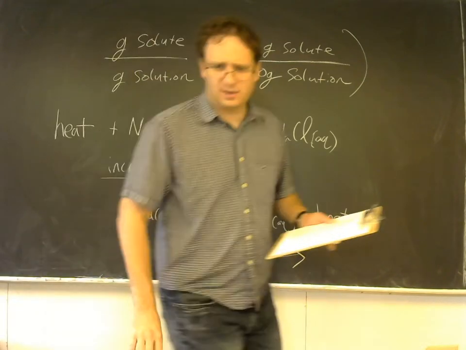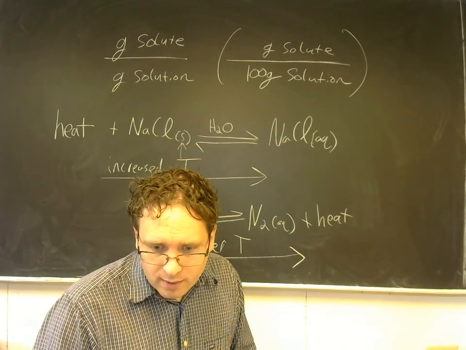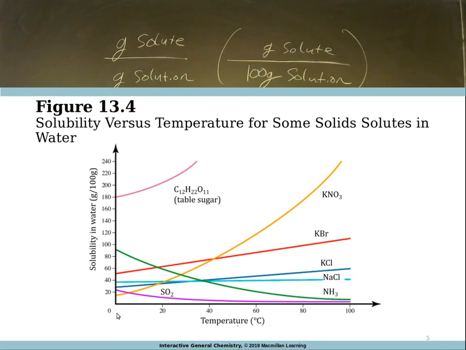Okay, so let's look at table 13.4. There we go. And this shows the solubility versus temperature for some solid solutes in water. And you'll notice it's in grams per 100 grams. And so some things are pretty modestly soluble. Like here we have KNO3 and SO2 at the bottom end of about 20 grams per 100 grams at around the freezing point of water.